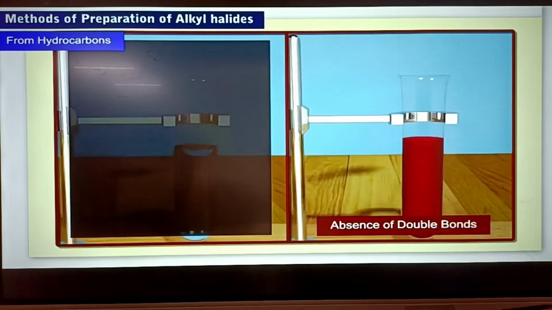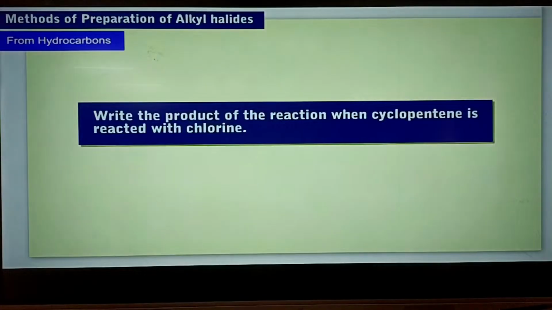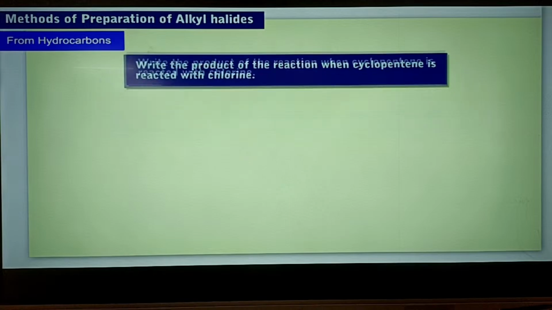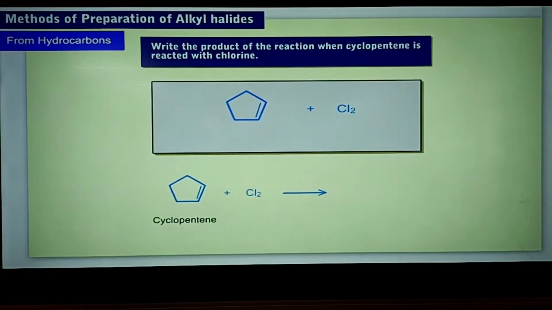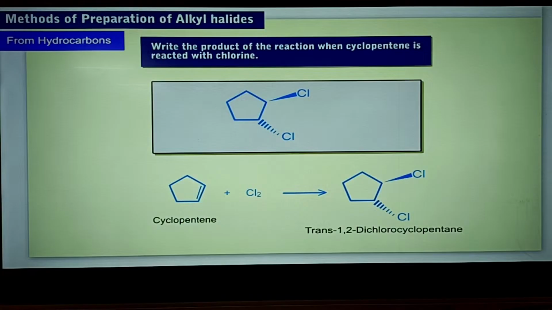Try this problem on your own. Write the product of the reaction when cyclopentene is reacted with chlorine. Start by drawing the structural formula for cyclopentene. The chlorine atoms attach at the location of the double bond, resulting in the saturated compound with no multiple bonds. Although we didn't discuss the mechanism of this reaction, it turns out that the halogen atoms attach to the opposite faces of the double bond to give a trans structure.